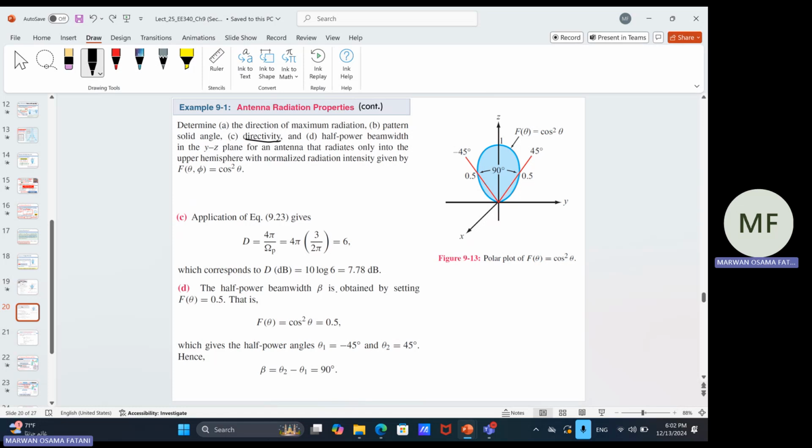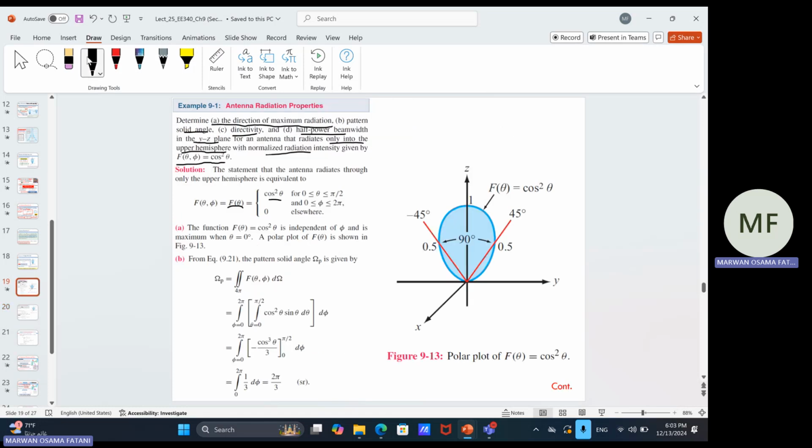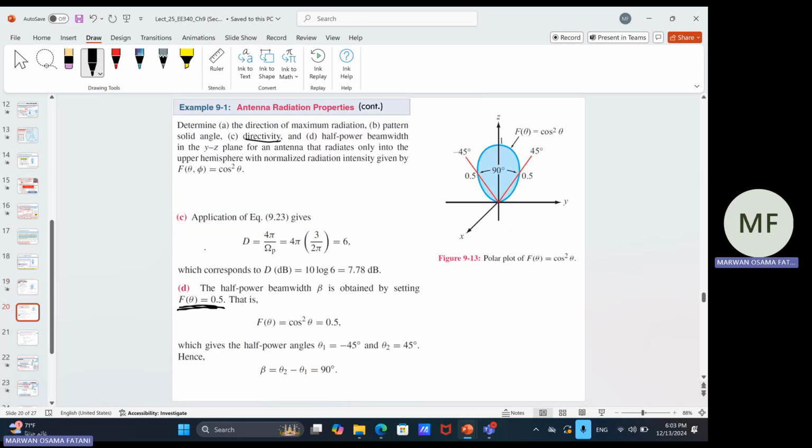Now, the half power beam width. We explained before that it's when the power is exactly half. So we're going to try to find the intensity when it's equal to 0.5. We take our F from before, which is cos squared theta, equate it to half, and then square both sides. It's just simple math. Find the inverse of cosine, and you get two values, plus and minus 45. Subtract them, and that is our half power beam width right over here.